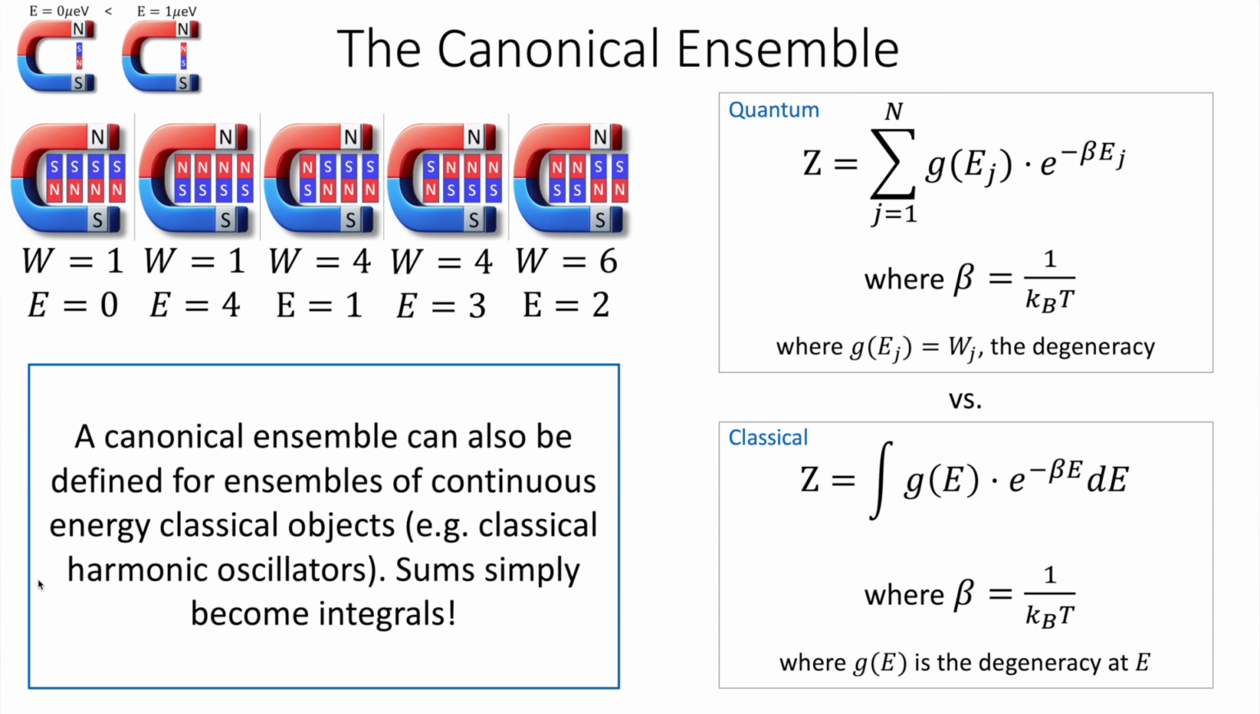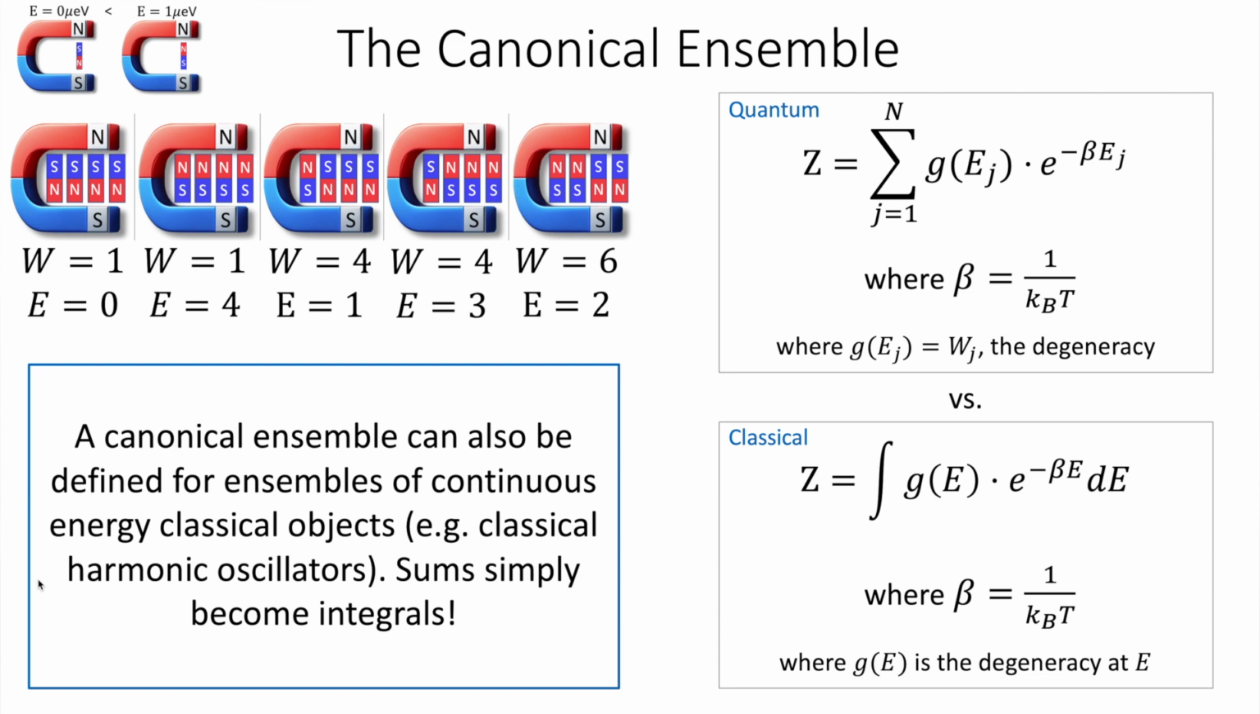You can have classical energy levels, where any energy is allowed. That's the main difference here. In the quantum system, there's only certain allowed energies. You have discrete jumps, quantized jumps, that make it a quantum system. But in classical systems, it's continuous. You can have any energy you want. And we can still define a canonical ensemble for a classical system like this.